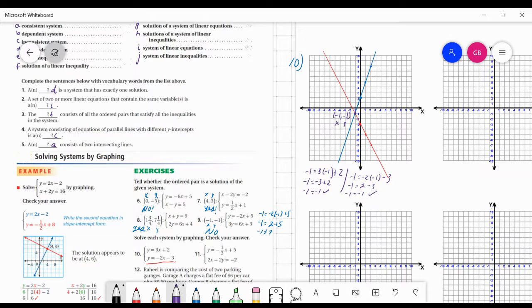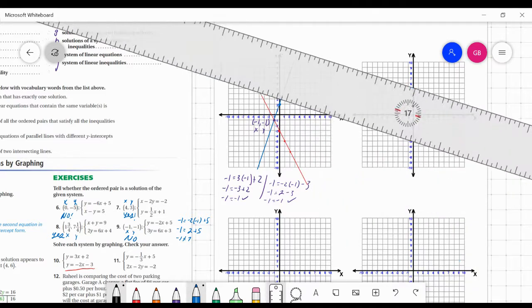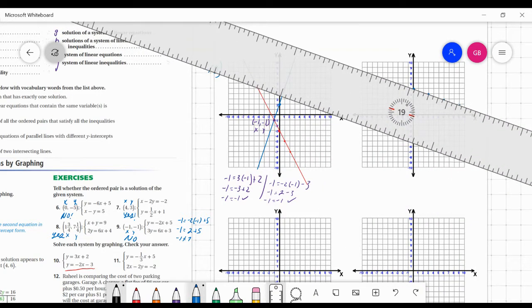Okay, and then for number 11, let's do the first one in blue. The y-intercept is 5. And then I'm going to go down 1 and run 3. Down 1, run 3. Okay, so here's my line.